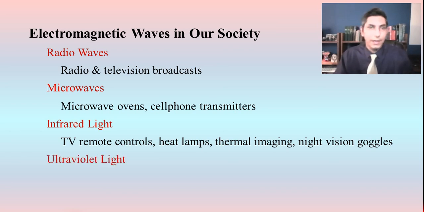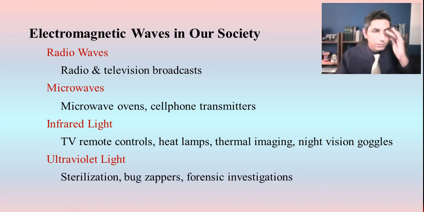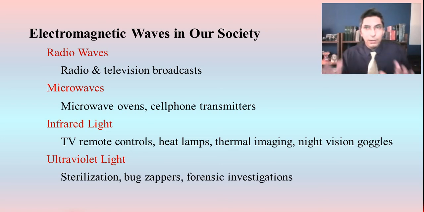We have ultraviolet light as well. Ultraviolet light is used for sterilization. For example, in my chemistry lab, we have a little object that will actually sterilize the safety goggles. We pop them in there, turn on an ultraviolet light, and it kills the germs. We have bug zappers. A lot of bug zappers use ultraviolet light because mosquitoes and certain types of flies are very attracted to a very specific frequency of ultraviolet light.